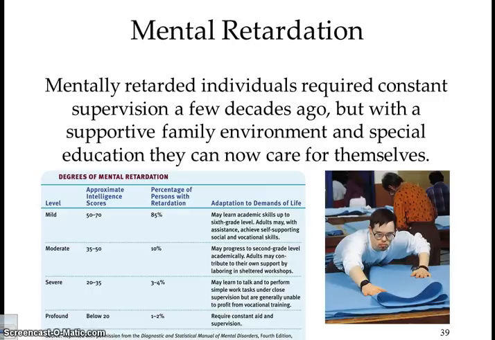Profound is below 20, and this is 1 to 2% of the population. When you look at 1 to 2% of the population for profound, most of these children are bedridden, and they become adults like this, and they don't really get out of bed. They don't really talk, and they just lay in bed, and they have a lot of health problems because of those things. As you look at this population, you're seeing the mild as the larger population.